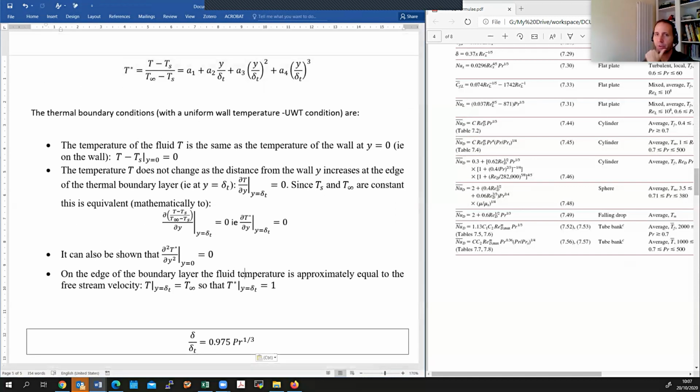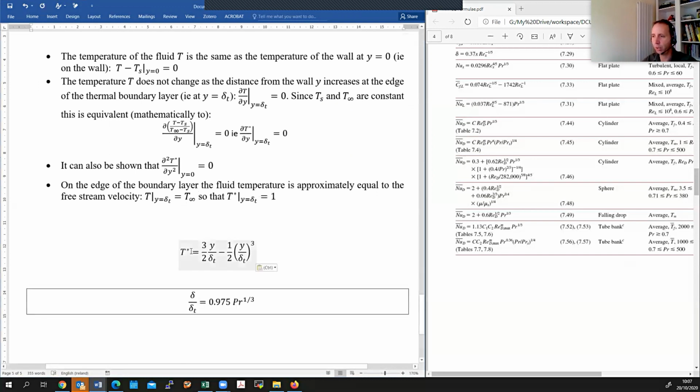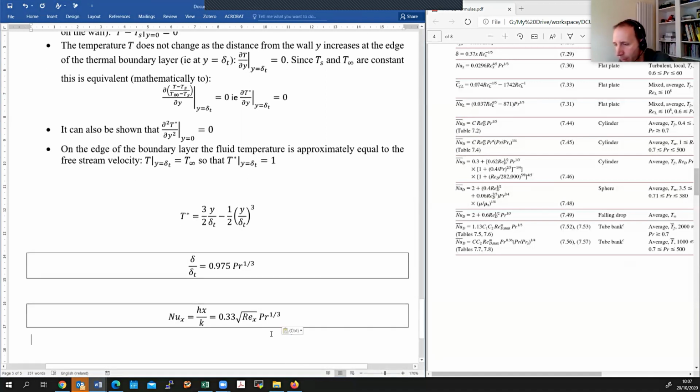We can actually find a functional description, which I didn't copy, but it's in the lecture notes as well. Once you have that, you can use the integral form of the energy equation to get your thermal boundary layer thickness. And then by working with the definition of h itself, you can get the Nusselt number. So what's the definition for h? It's given here.